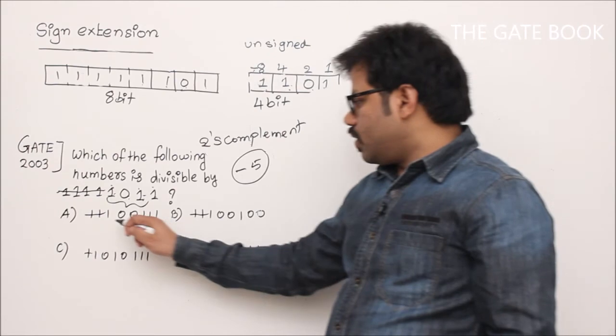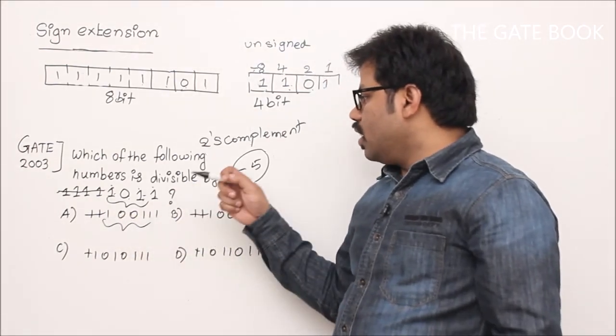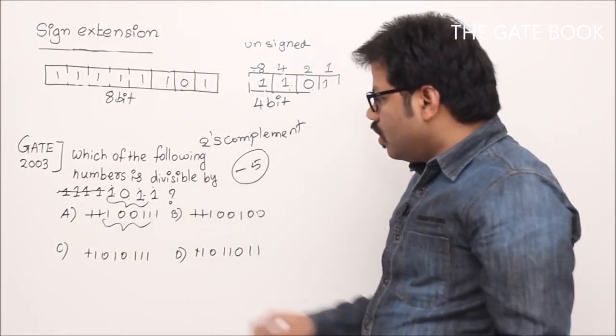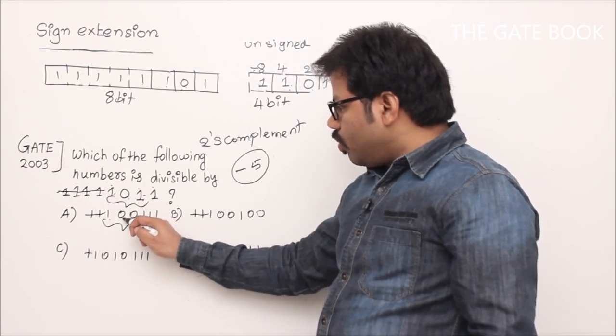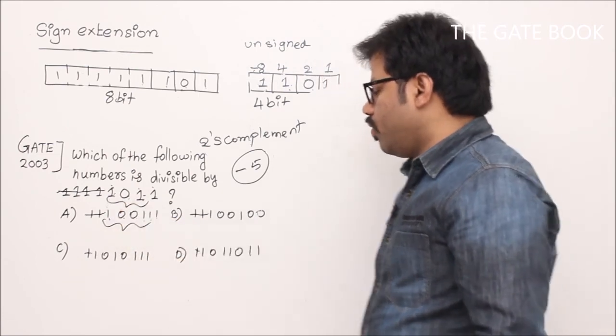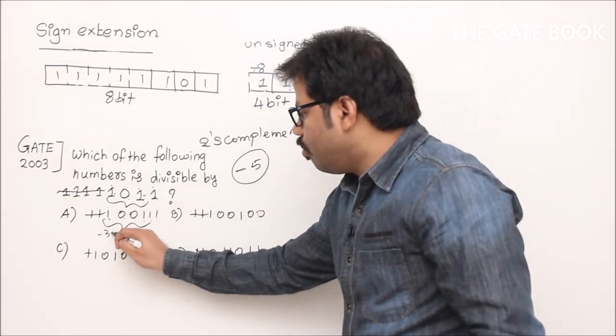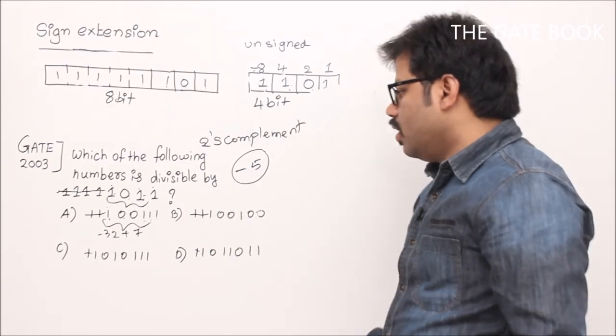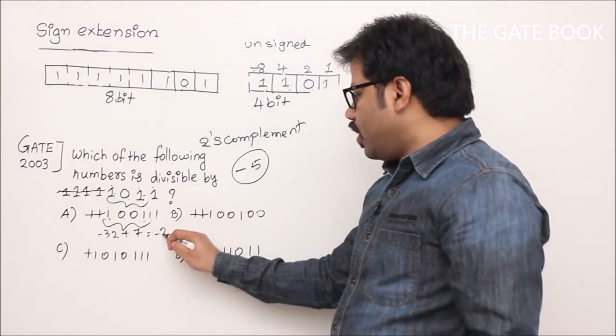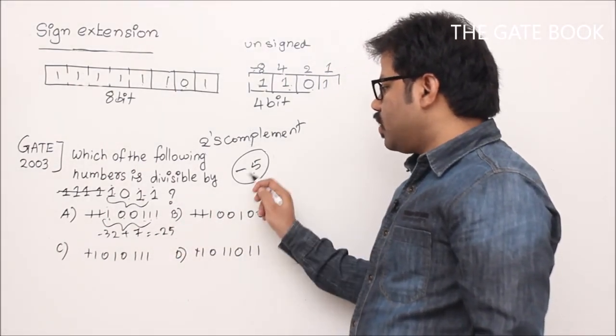So now first of all focus here. Which of the following numbers is divisible by this minus 5? So what is the value of this one? 2 power 0, 2 power 1, 2 square, 2 cube, 2 power 4, 2 power 5: minus 32 plus, see this is 7, correct? Triple 1 means 7. So minus 32 plus 7, minus 25. Yes, it is divisible by minus 5.